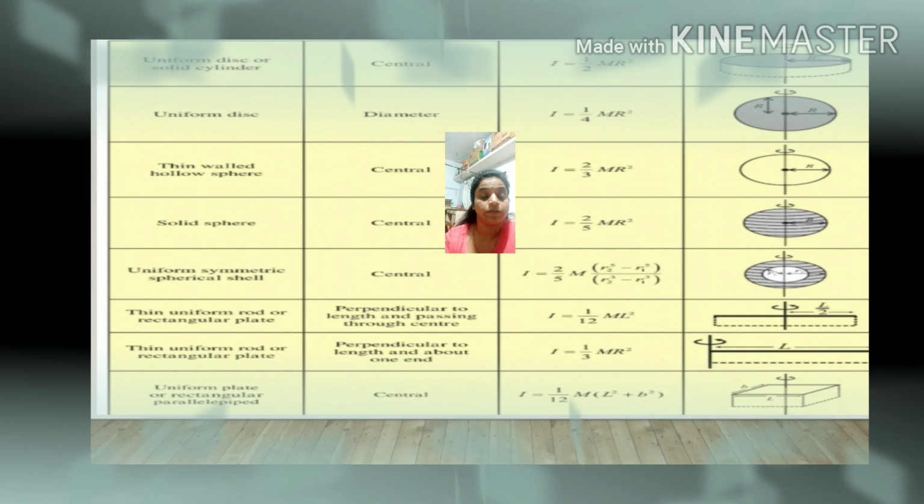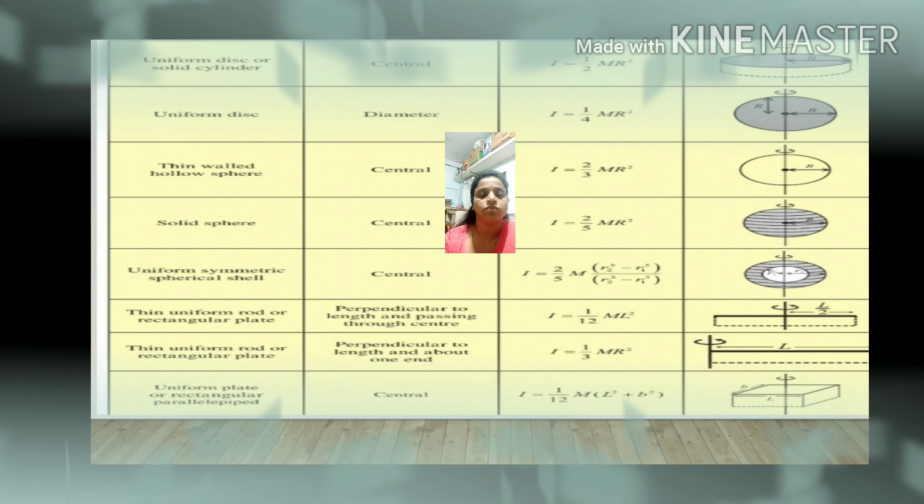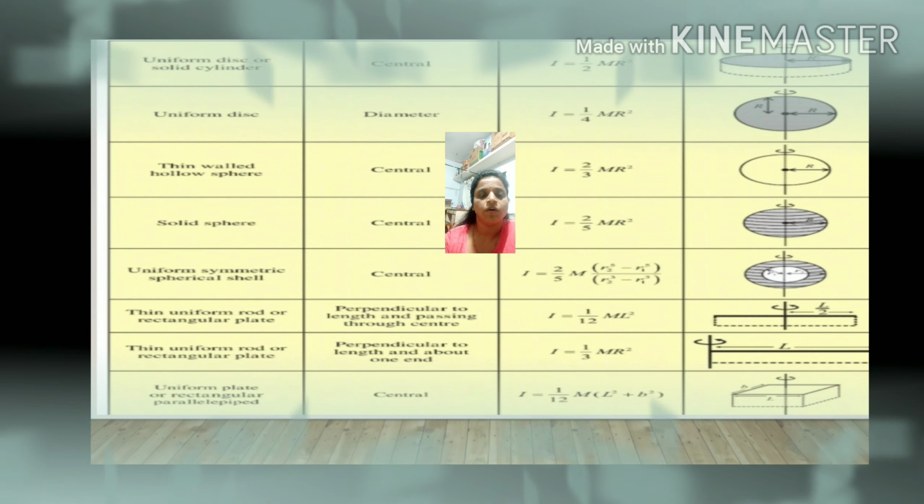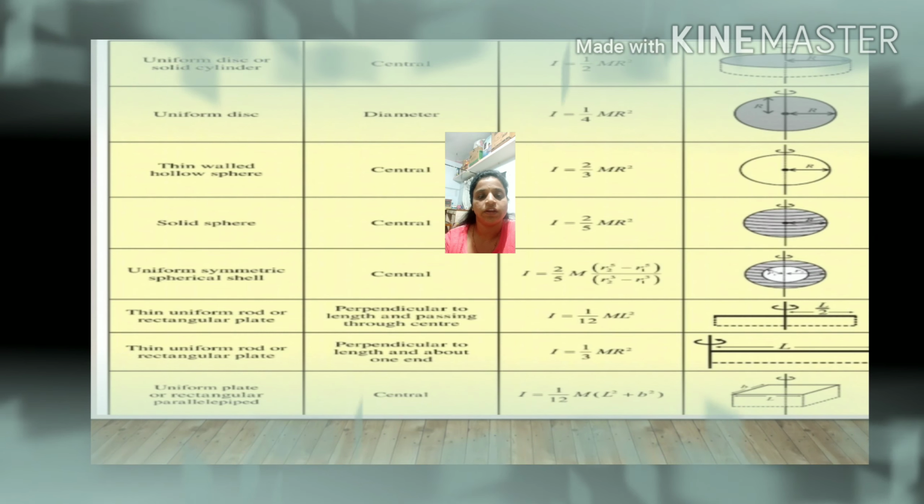The next expression is for a thin uniform rod or rectangular plate. The axis of rotation is passing through the center only of that plate or that rod, and it is perpendicular to the length of that rod.